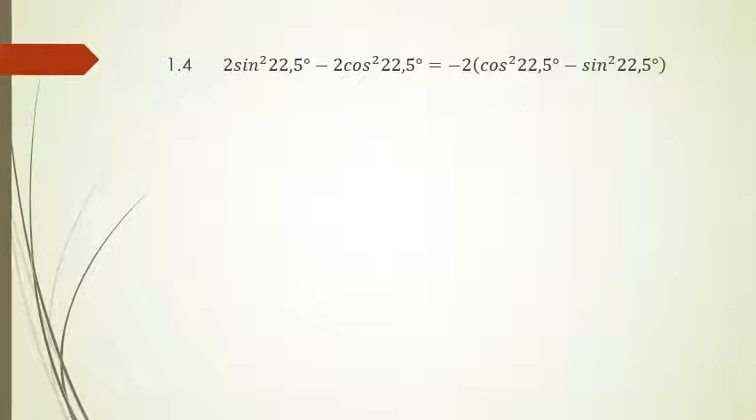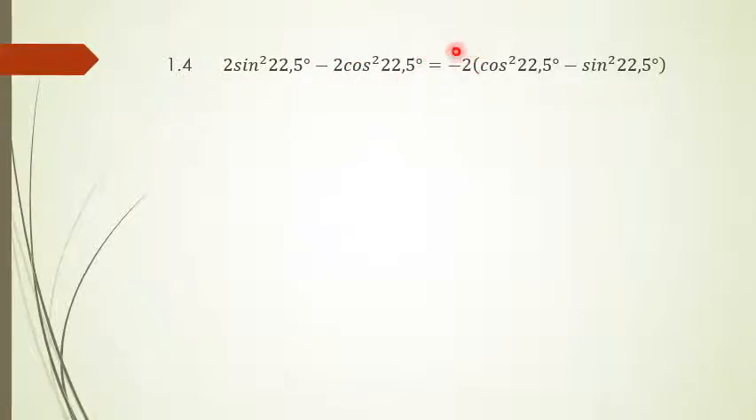1.4. 2 sine squared 22,5 degrees minus 2 cos squared 22,5 degrees. We observe that in order for us to be able to use the double angle formula, we have to start with the positive cos squared 22,5 degrees, then minus sine squared 22,5 degrees. So this 2 has to be factored out, and in order to change the signs to make this negative and this one positive, we have to factor out negative 2.